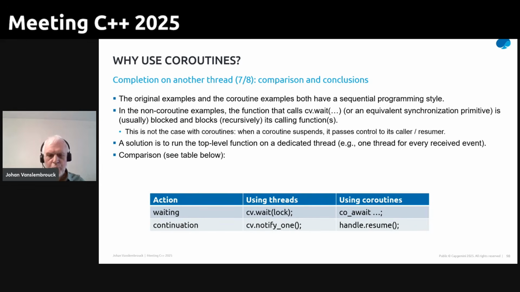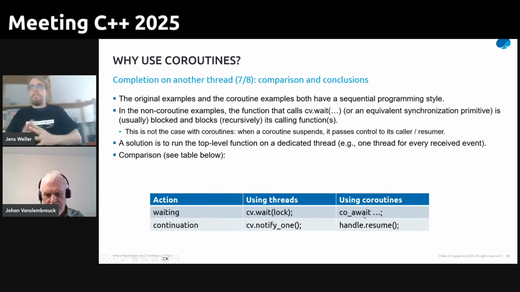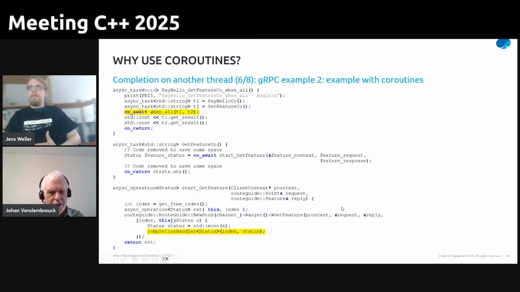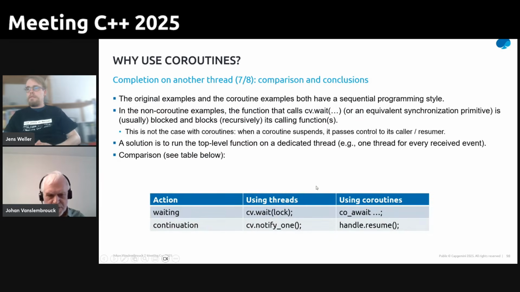That's again a comparison where we have the CV wait, CV notify one. With coroutines, we have co-wait and the resume. Again, the code, if you want to see the code, yes.